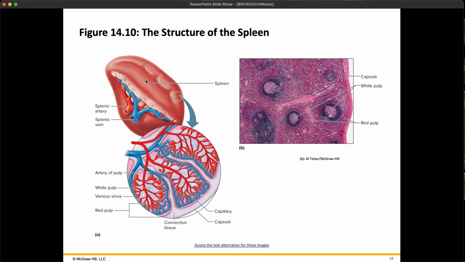There you can see this concave shaped organ. It has the red pulp and central white pulp, and you can see the vessels flowing through it, and how they're divided into these different sections.